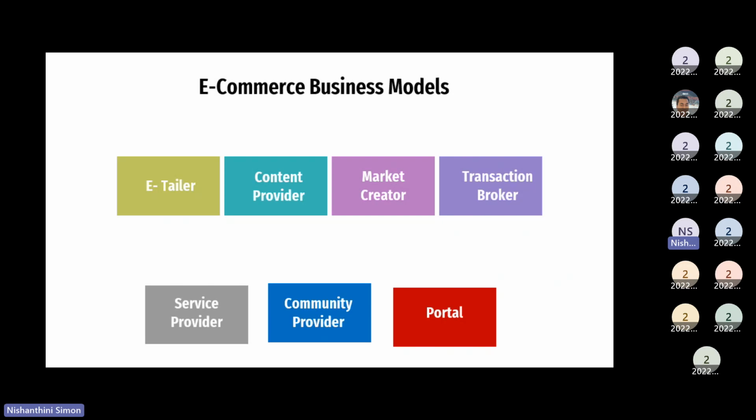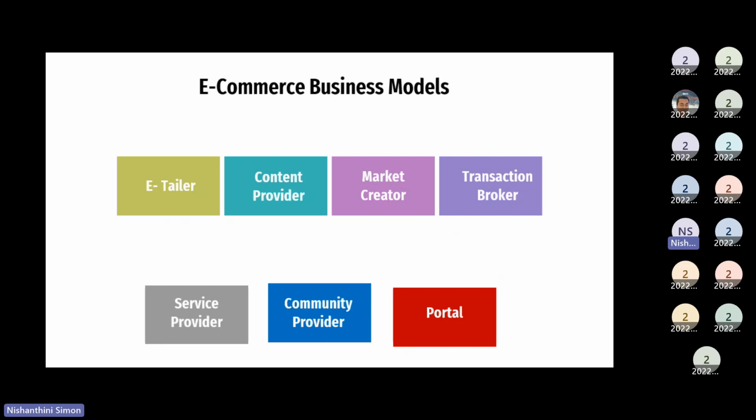Any other content providers? When it comes to videos, Netflix is there. Or even YouTube, we can consider. In YouTube also the content is being provided. So these are content providers, where not a product is being delivered, but their content they are providing.